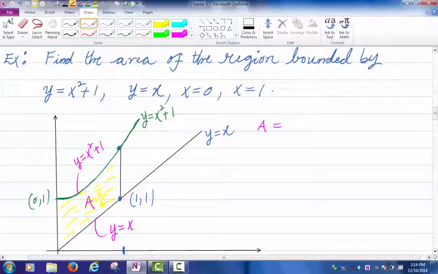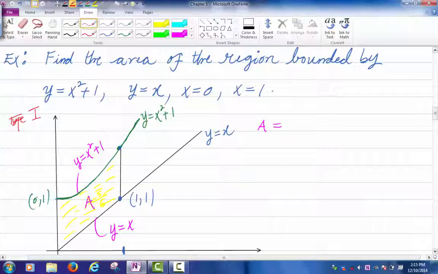Is it type 1 or type 2? Remember, type 1 means it's between two graphs of functions of x. Type 2 means it is between the graphs of two functions of y, right? This is type 1.